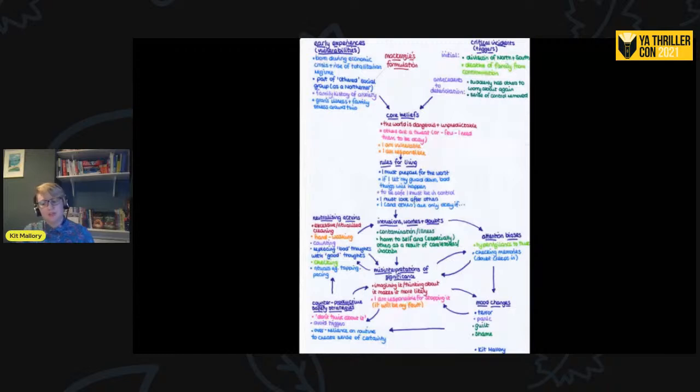Where it differs from other anxiety disorders is that it focuses a lot around the theme of responsibility. So the primary concern is not only that something bad is going to happen, but that the person who's suffering is going to be to blame, either because of something they do or because of something they don't do.